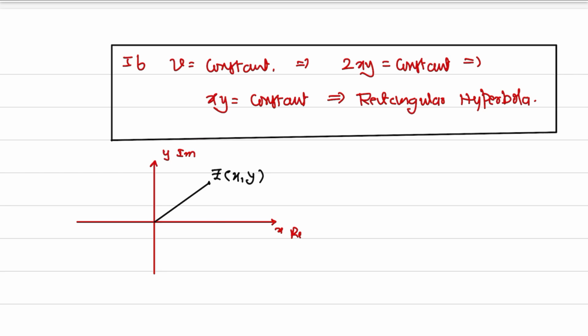Z is equal to something represents a circle with origin as the center, a circle with radius r. This is the meaning of Z. It's a locus of this point, locus of this.